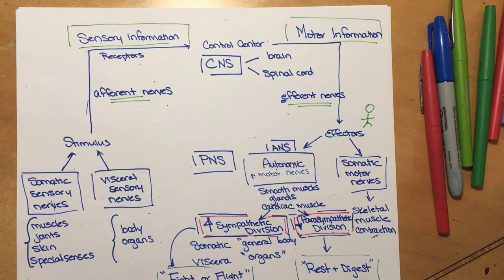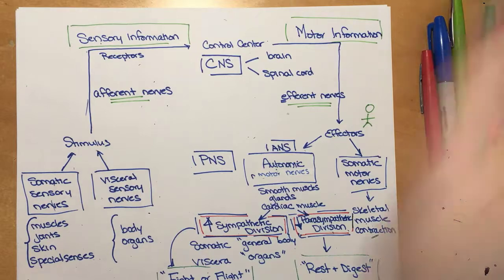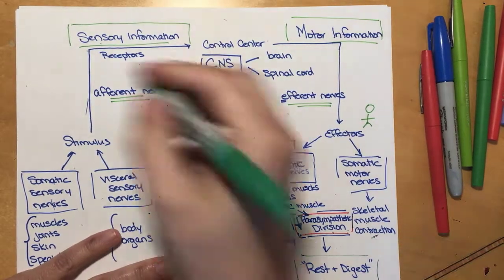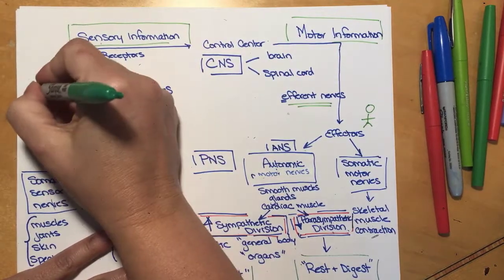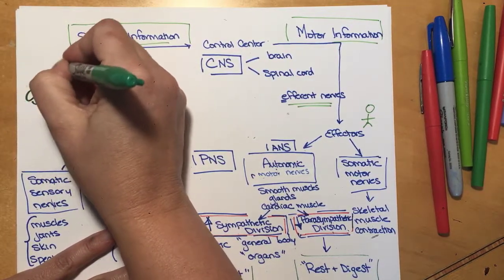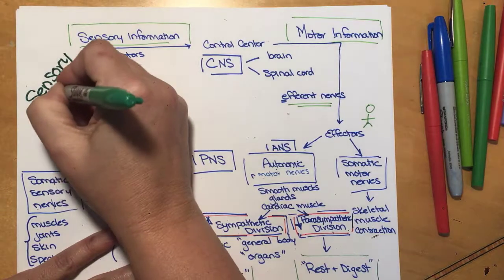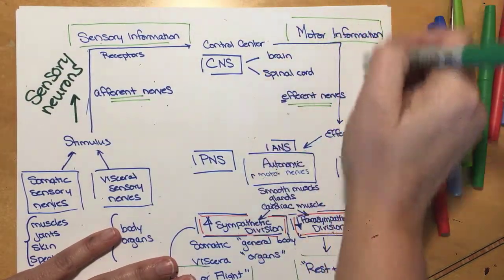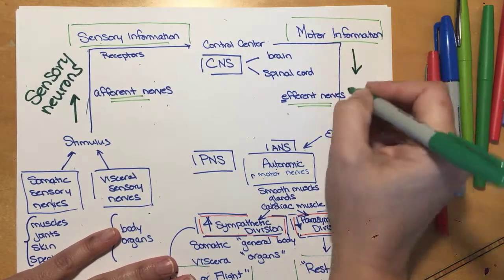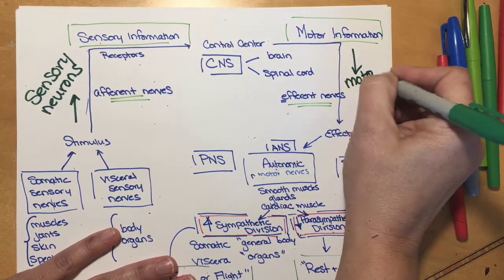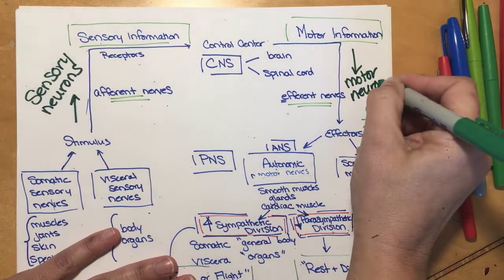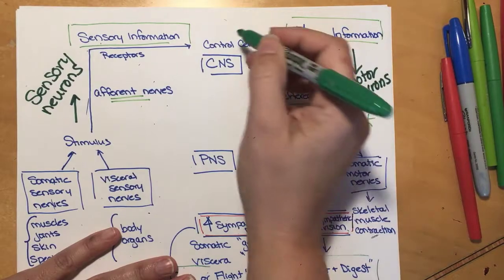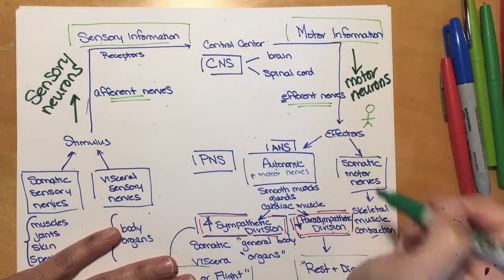So let's talk for a second. Let me get a different color pen. Let's talk for a second about the types of neurons that are involved here. So sensory information is coming in, so it makes sense that these are going to be sensory neurons that go this direction. And motor information is coming out, so it makes sense that motor neurons are bringing the information back out the other direction from the CNS to the PNS.